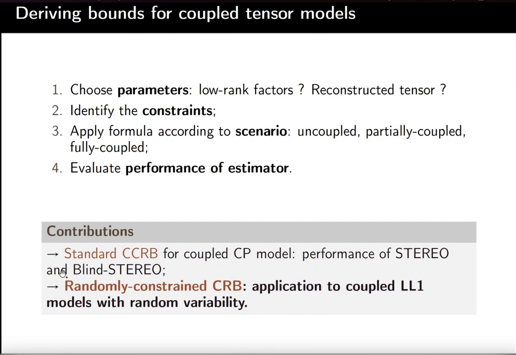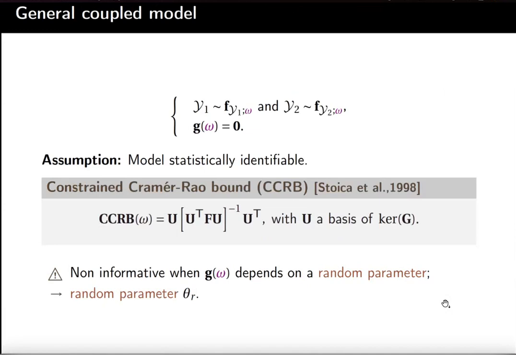So I will use the randomly constrained Cramer-Rao bound that I will apply to a coupled model with block term decomposition and a random variability phenomenon. Let me first give you an idea. Maybe some of you are familiar with this notation. When we are dealing with a coupled model, we use the constrained Cramer-Rao bound.